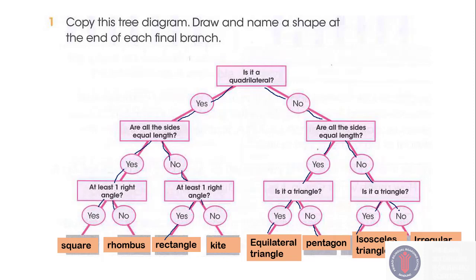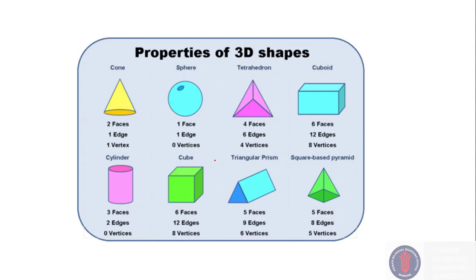But for number 2, we will see the material first. After that, you have to do it on your own. Okay? You may see these properties of 3D shapes. It will help you to answer number 2 because you have to sort the 3D shapes by seeing the number of faces, the shapes of the faces, the number of edges, and the number of vertices.